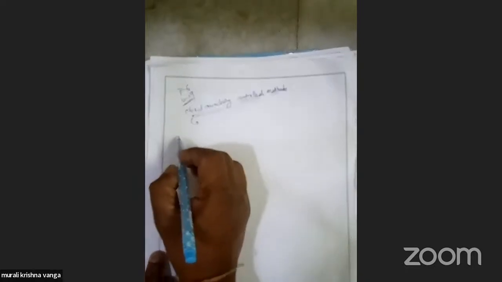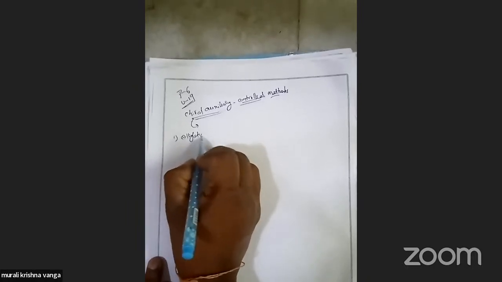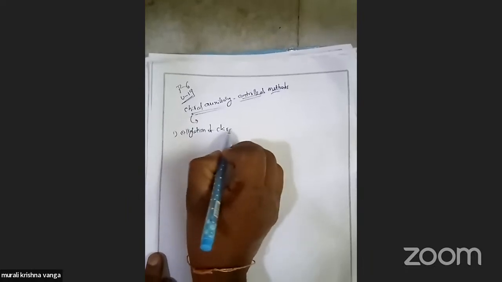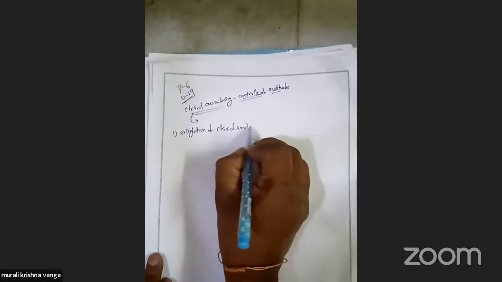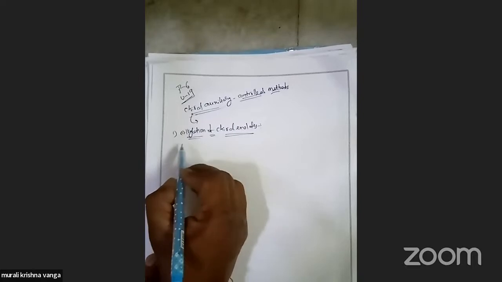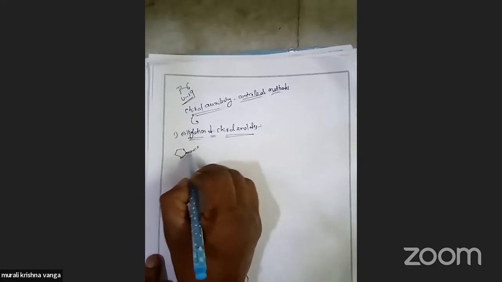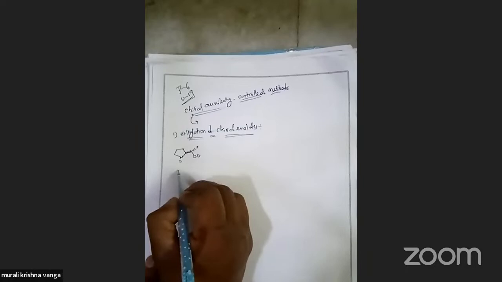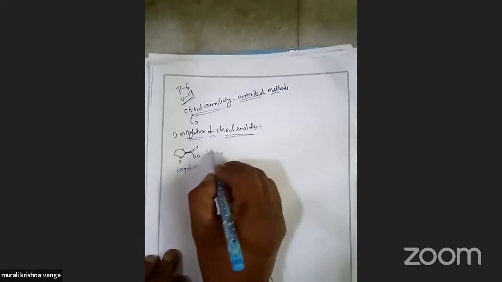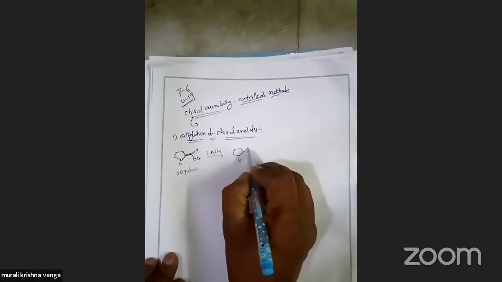First, we are discussing alkylation of chiral enolates. When we take S-proline and react it with lithium aluminum hydride, it undergoes reduction of the carboxylic acid and produces an alcohol.